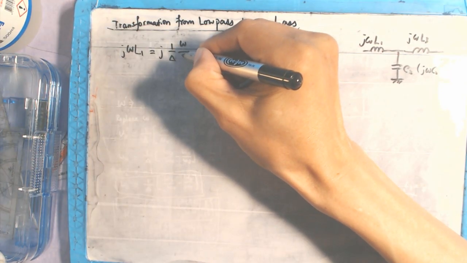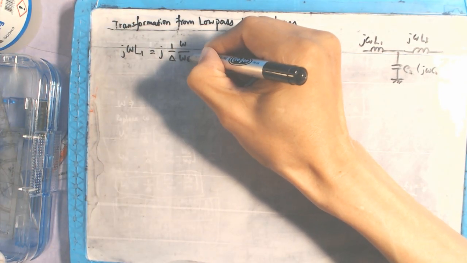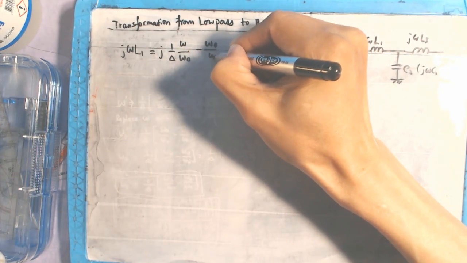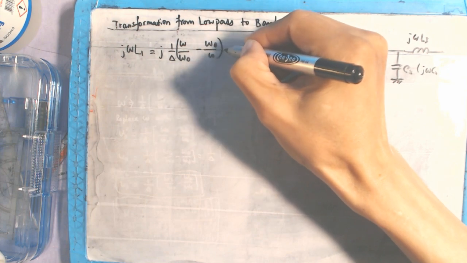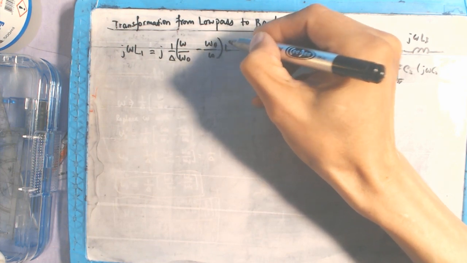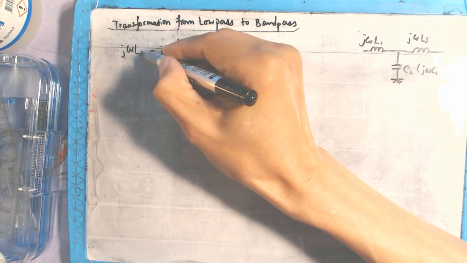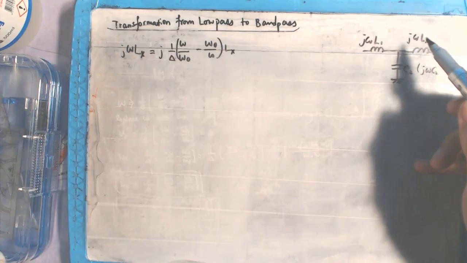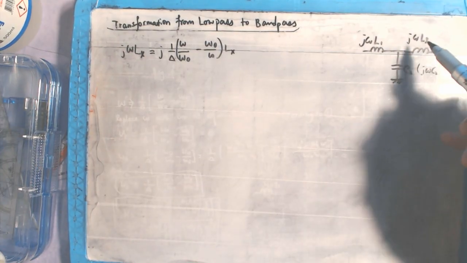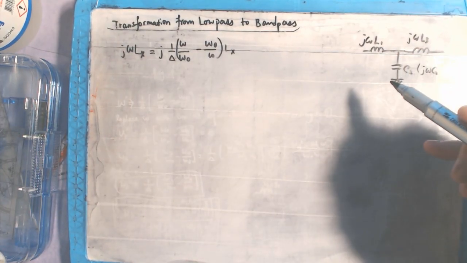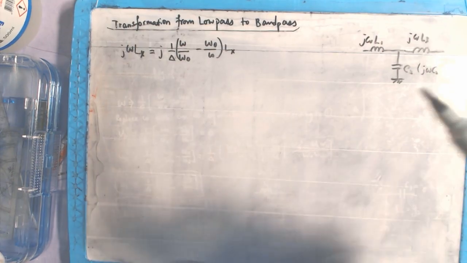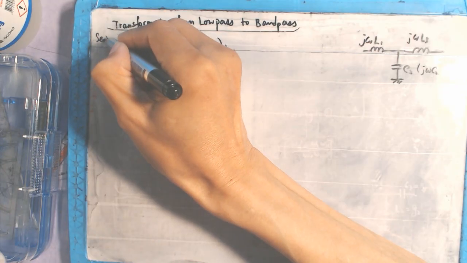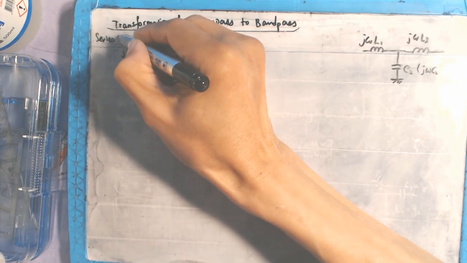Omega naught, and then omega, and then L1. And I'm not going to call it L1, I'm going to call it Lx, just in case you are going to apply the same theory for this one. We are going to do that. So we will write the heading here, series component. So we are now dealing with series component.